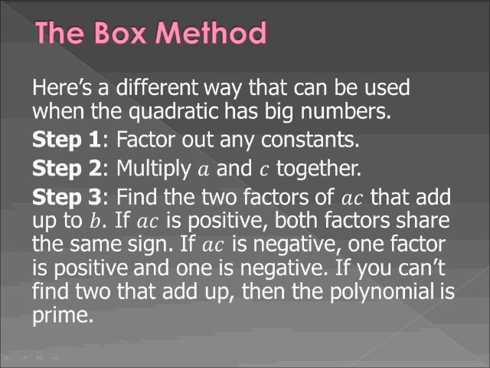Now I'm going to do something called the box method. Some of you might have used this before. But this is a different way that you can use to factor quadratic polynomials if they have big numbers, especially with a and c. And I'm going to let you read these because you can read a lot faster than I can talk. And you can pause if you need more time to read it.